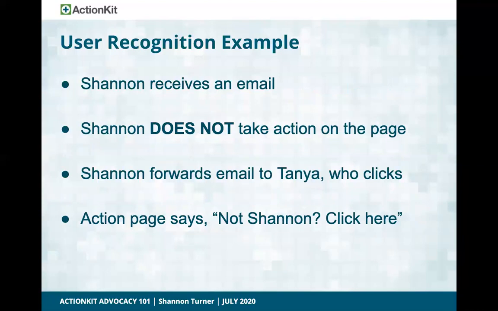But chances are, if they're going to forward an email to a friend, they've already clicked through and taken action themselves. So more commonly, another way that this could happen is I receive an email, I don't take action, and I say, hey, Tanya, I can't be there for this Advocacy 101 webinar, but maybe you'll enjoy it. And then I forward the email to Tanya, Tanya clicks, and then the action page says, not Tanya, or sorry, not Shannon, click here.